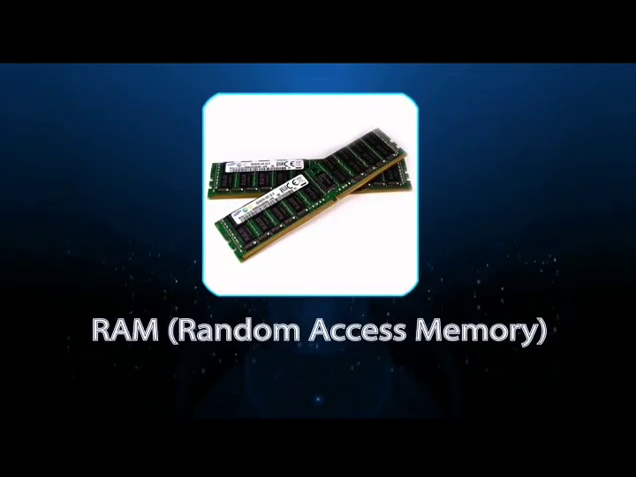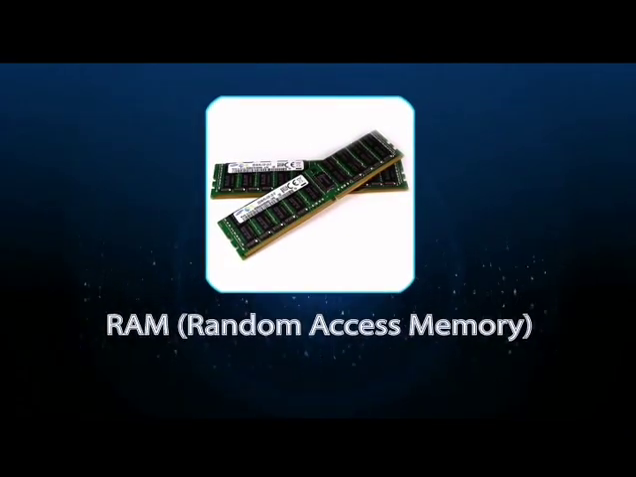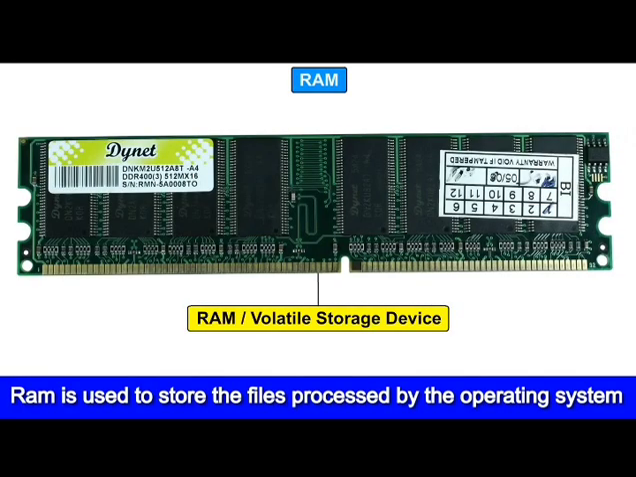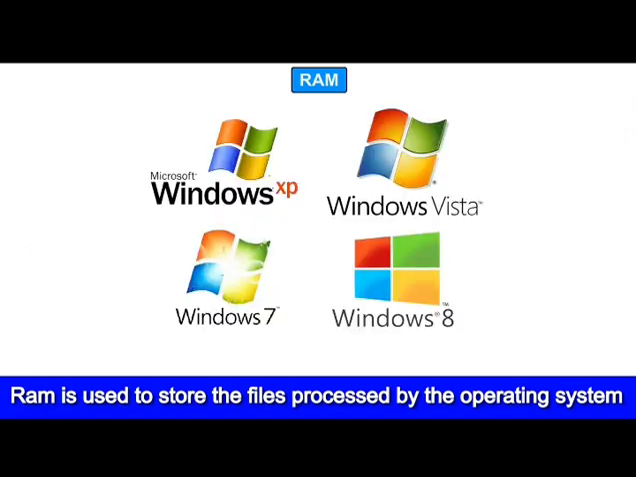RAM, Random Access Memory. RAM is temporary storage device or also called volatile storage device. RAM is used to store the files processed by the operating system.